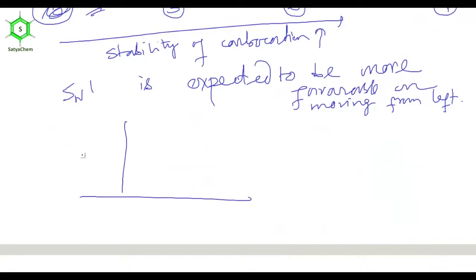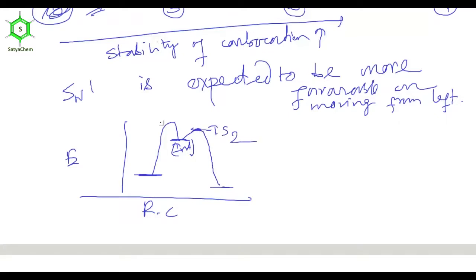This is the energy profile for the SN1 reaction. This is the reactant, this is the product. First, this is the intermediate, here it is the carbocation. The second, now the product. This is transition state 2. This is transition state 1.